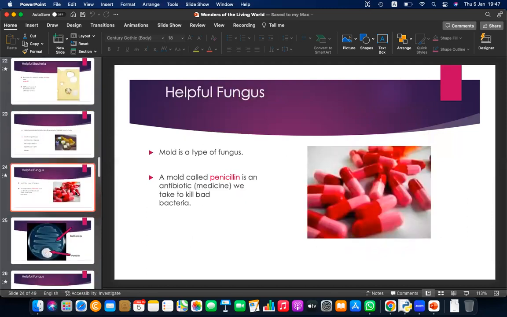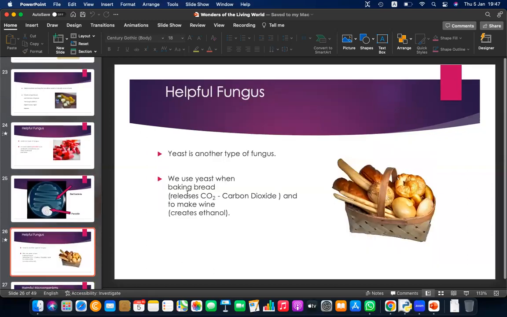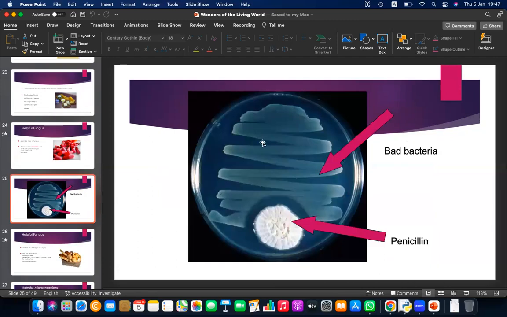And so this is another one, penicillin. Penicillin is an antibiotic, and it is used to kill bacteria. This is using a fungi. Penicillin is made of a fungi, and that is also a useful microorganism. And see, this is penicillin, and this is bad bacteria. And if you put penicillin, it will destroy bad bacteria.